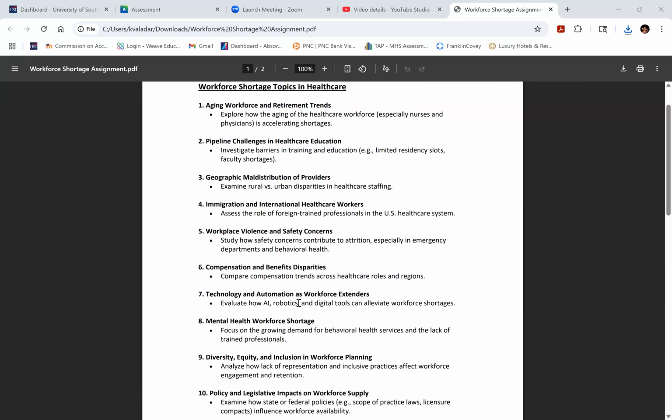If you think about workforce shortages in healthcare, really the focus is on clinical workforce shortages, all aspects of healthcare. The 10 topics all revolve around rationale, reasons, justification for workforce shortage issues. I'm going to ask you to choose one of these, any one you'd like, as being the primary factor that contributes to the workforce shortage. So that's the first thing. It is your choice. Let's go to the actual assignment.